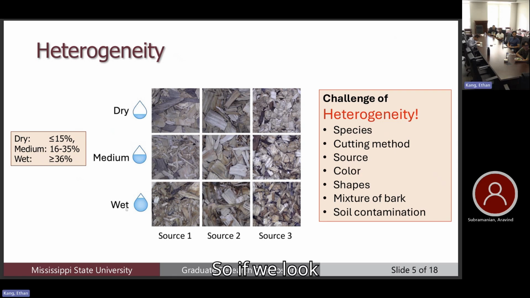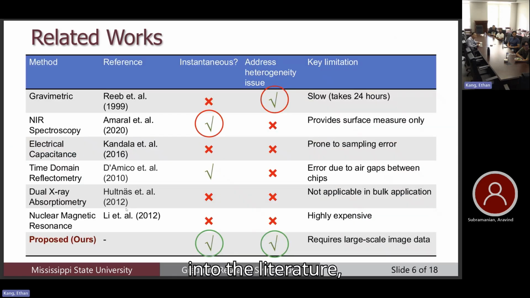So if we look into the literature, only very few of them can actually address the issue of instantaneous prediction. For example, a near infrared spectroscopy based method can predict the moisture content instantaneously, but they have a limitation that they provide only surface moisture measure. They cannot predict the moisture content of the wood chips that are below the surface.